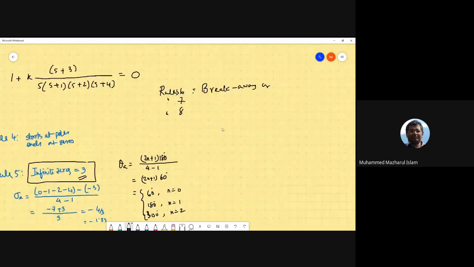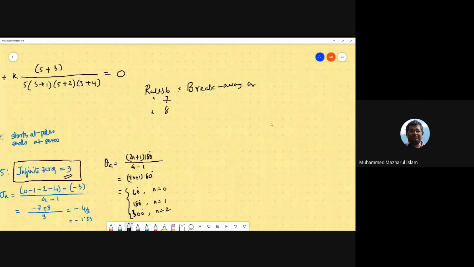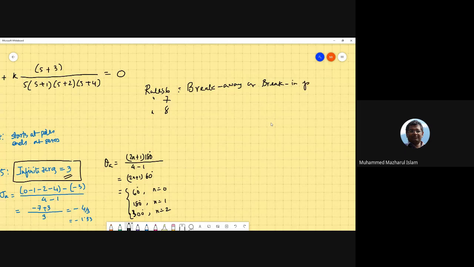All right. So break away or break in point. Now, what is a breakaway point or what is a break in point? Let's use a different color. Whenever you have two zeros or maybe 2 poles on the real axis, and you have a portion of the root locus in between the 2 poles or in between the 2 zeros.